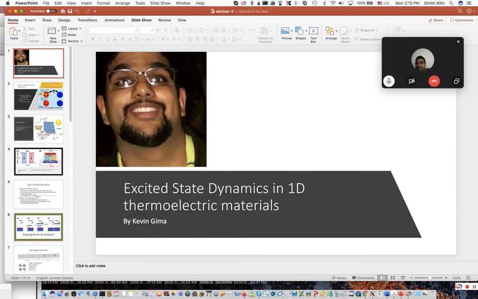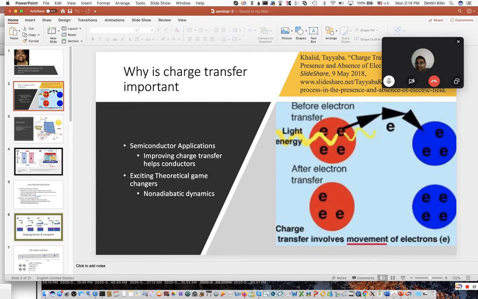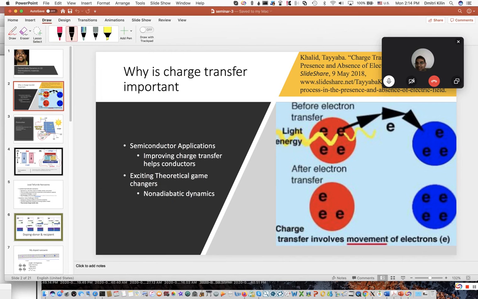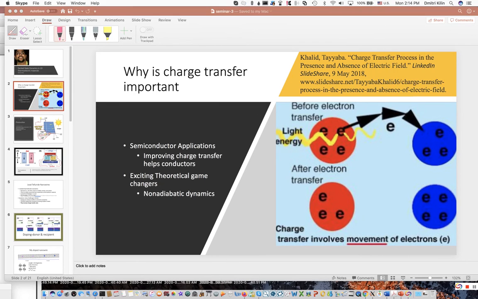Why is charge transfer important? First, I'm just going to give a brief description of what charge transfer is. In this panel right here, you have an electron that's excited by a phonon. It absorbs that energy, then it comes back to fill that electron hole. So charge transfer is essentially a movement of electrons.